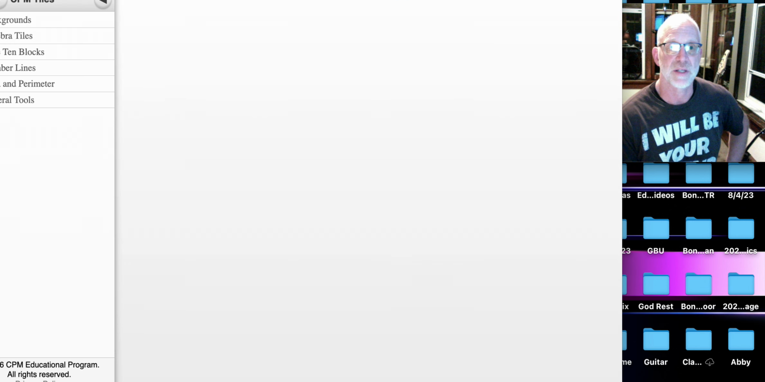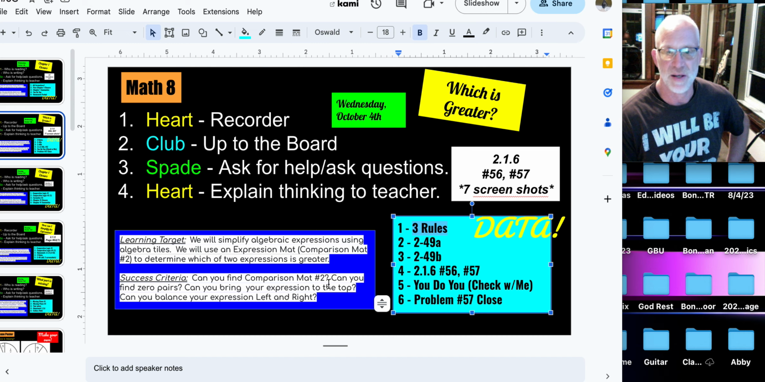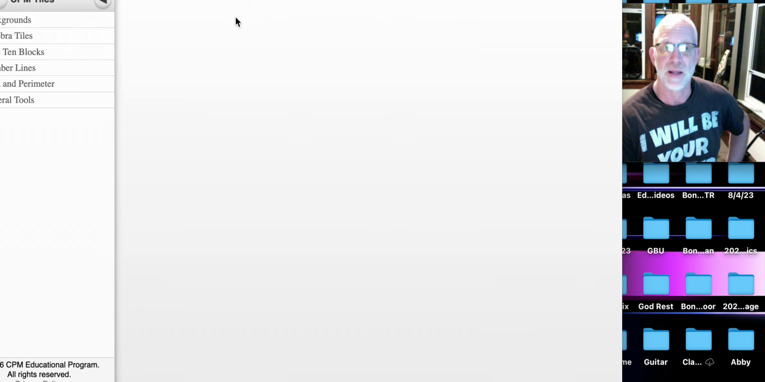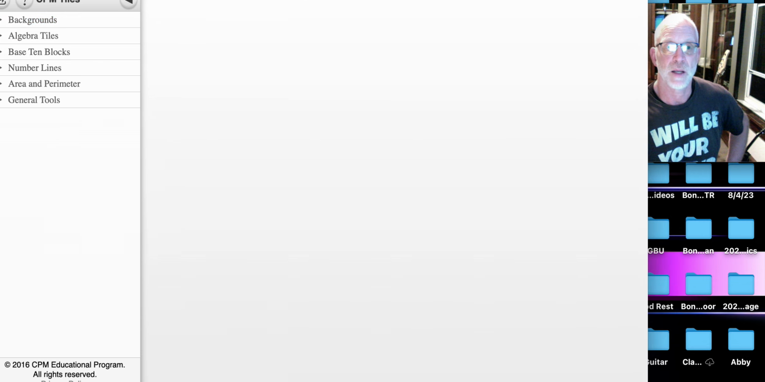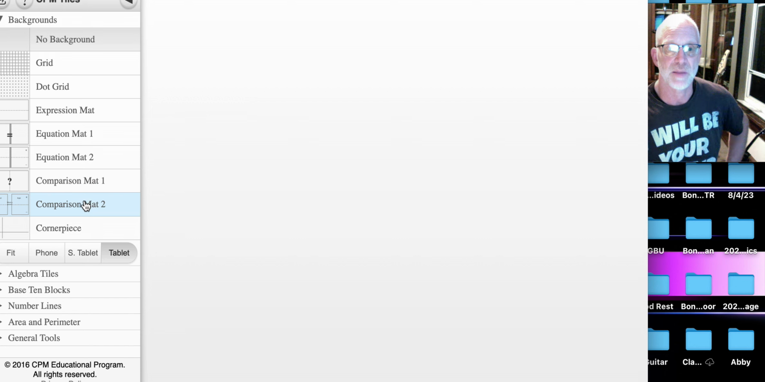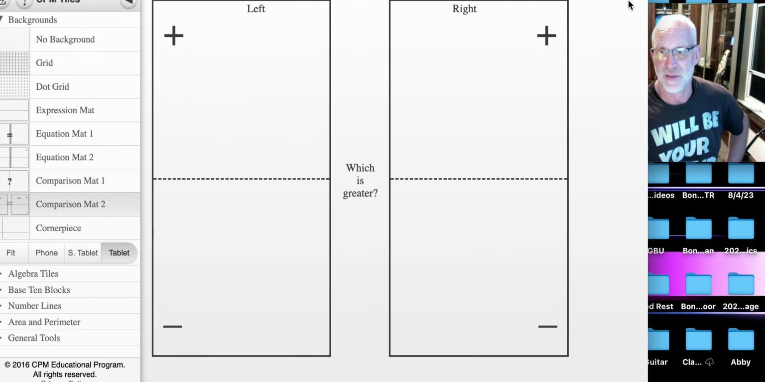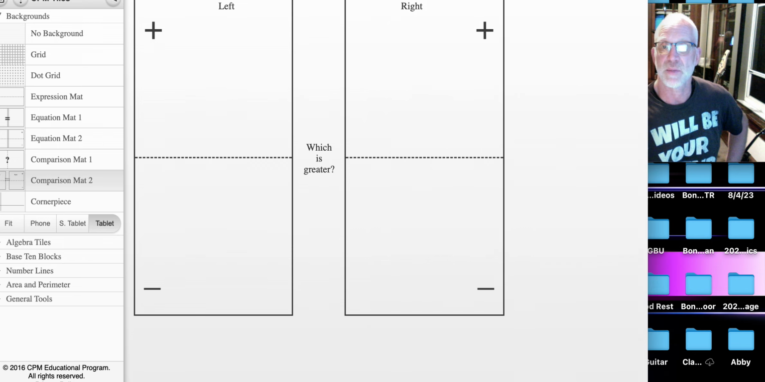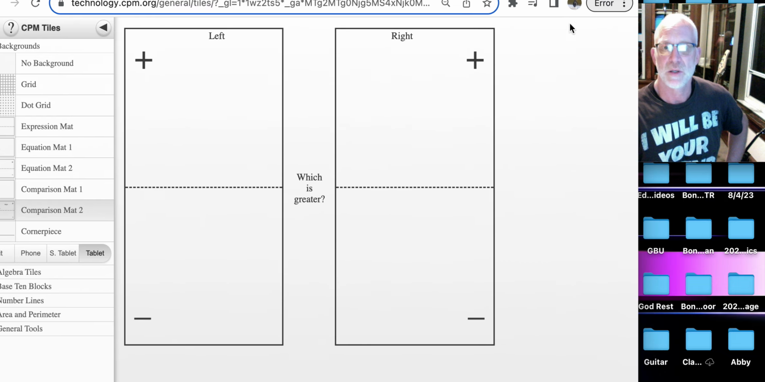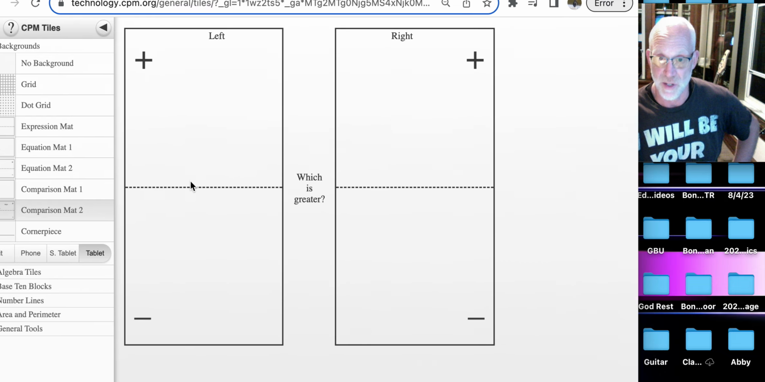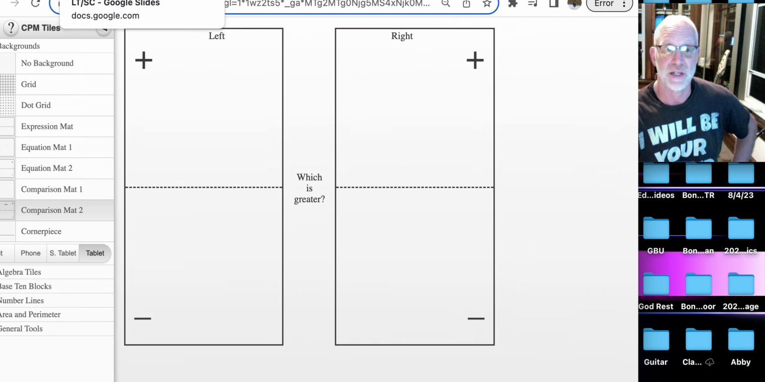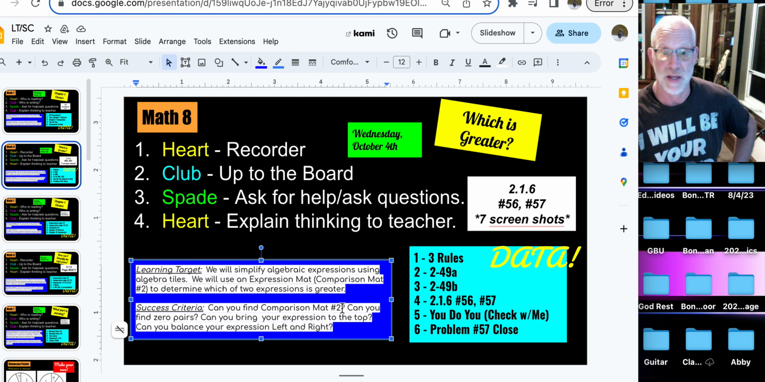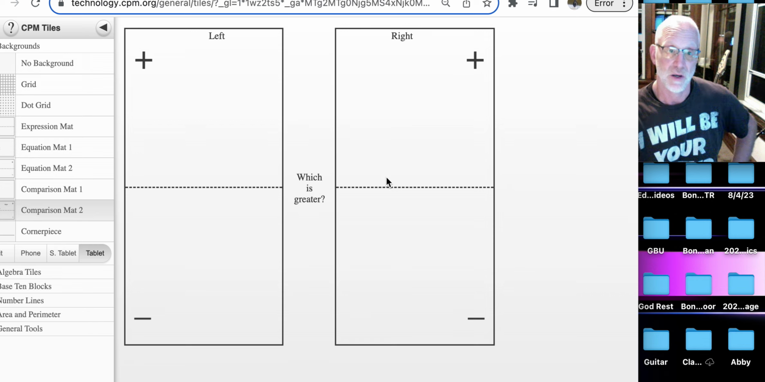One of the success criteria today was, are you able to find comparison mat number 2? It's right up here. I go to backgrounds, and then I go to comparison mat number 2. That's the one that has the left and the right, because we want to see which one's greater. I'm going to bring that down a little bit so you can see it. It's got the left, the right, the positive zone, and then the opposite zone down here. Can you find that? That's your success criteria. Can you find comparison mat number 2? Now, can you find zero pairs? Remember, anytime there's a positive and negative, you can take them out.